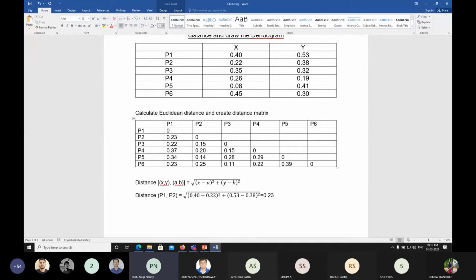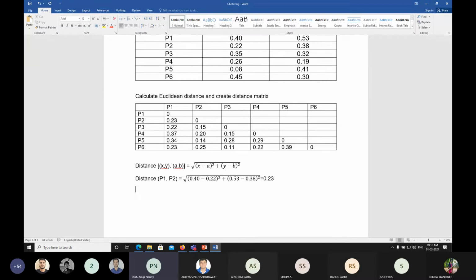Now the next step is to update the distance matrix, because the single linkage algorithm says you have to take the minimum among these two points. So that distance you have to consider. Now to update the distance matrix, what do we have to do? Next job, you have to update.